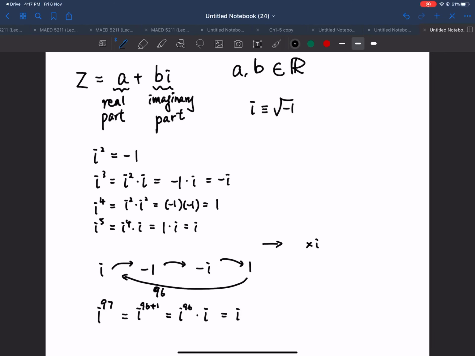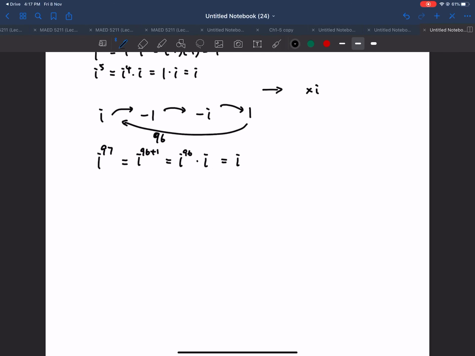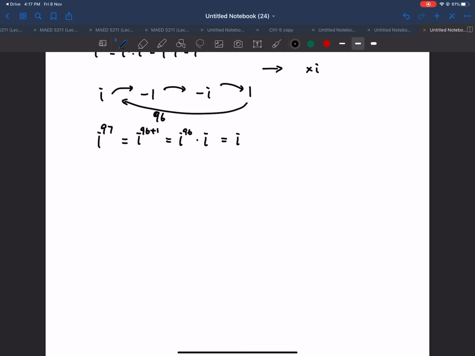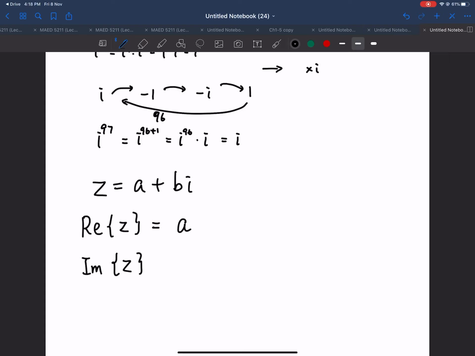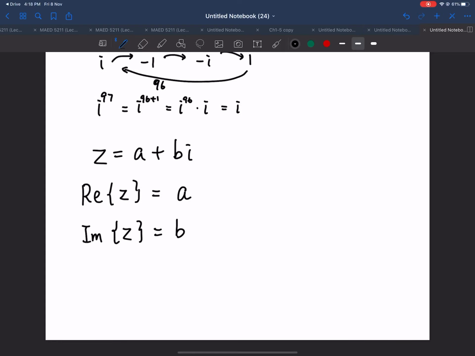Let's go back to some easier stuff, okay? So in terms of this notation, okay, the real part we use a symbol, this one, okay, to represent the real part, we call it a. The imaginary part, we use this symbol Im and give you b, okay, without the i.